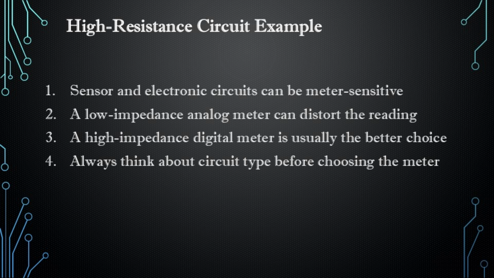A high impedance digital meter is usually the better choice because it has much less effect on the circuit. It allows the technician to measure the signal or reference value without dragging the circuit down. This becomes especially important in modern automotive work with sensors, control modules, and low current signal paths. In those systems, even a small distortion in the measurement can change the conclusion.